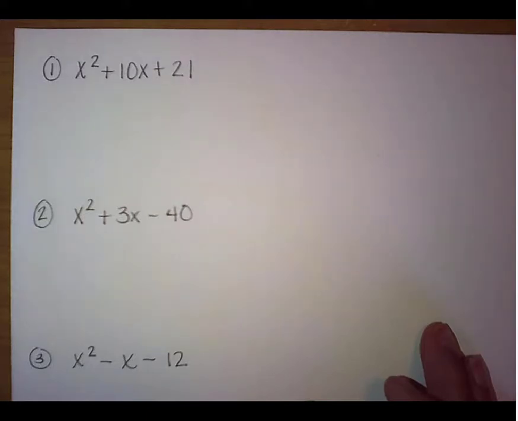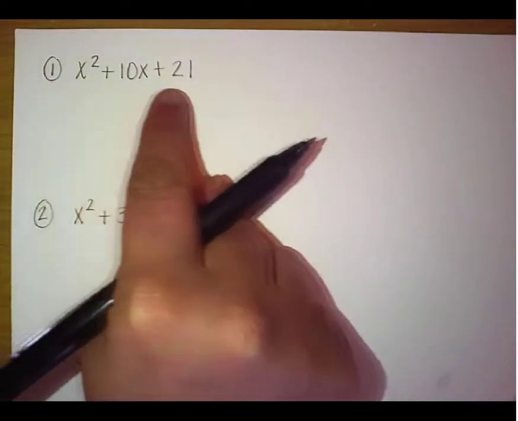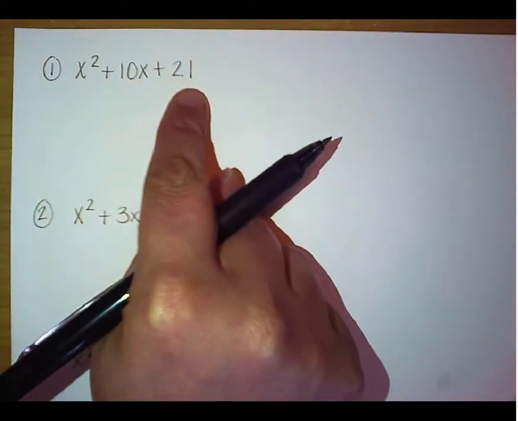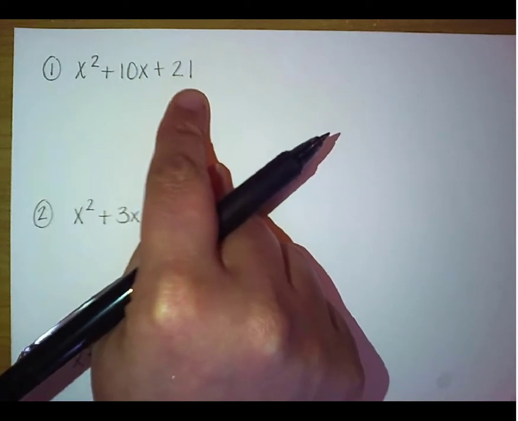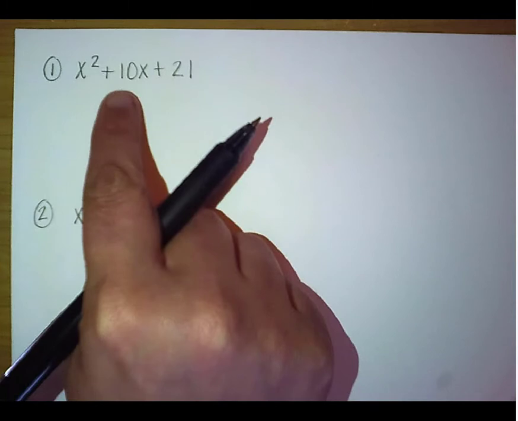Okay, so now we're going to talk about factoring. So what we're doing when we're factoring is we have a trinomial. So here we have this x squared plus 10x plus 21. And what we're really wanting to know is what two binomials did we multiply together to get this guy.